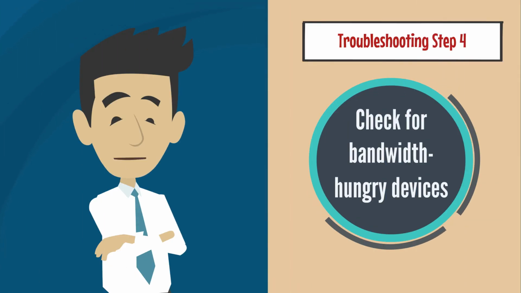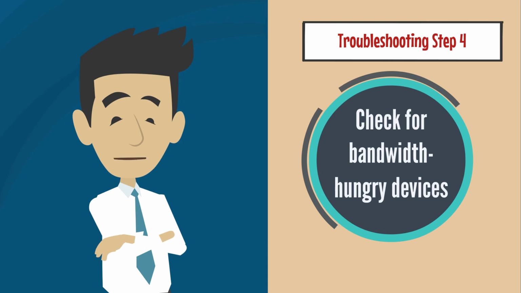Troubleshooting Step 4. Check for bandwidth-hungry devices. Identify devices consuming significant bandwidth. Streaming, downloads, and data-intensive activities across multiple devices can slow your network. Disconnect devices engaged in these activities.